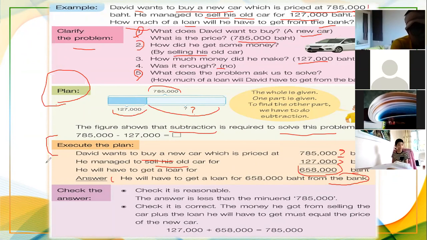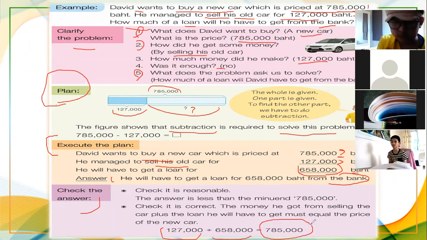Now what do we have to do, the fourth step. The fourth step, we have to check the answer. So how are we going to check the answer? We have the answer: he needs 658,000 baht from the loan he is going to take from the bank, and 127,000 baht he already has from his old car. So these two, if we add, we have the amount 785,000, which is the price of the new car. Okay, students, do you understand that? Now let's have some more practice.